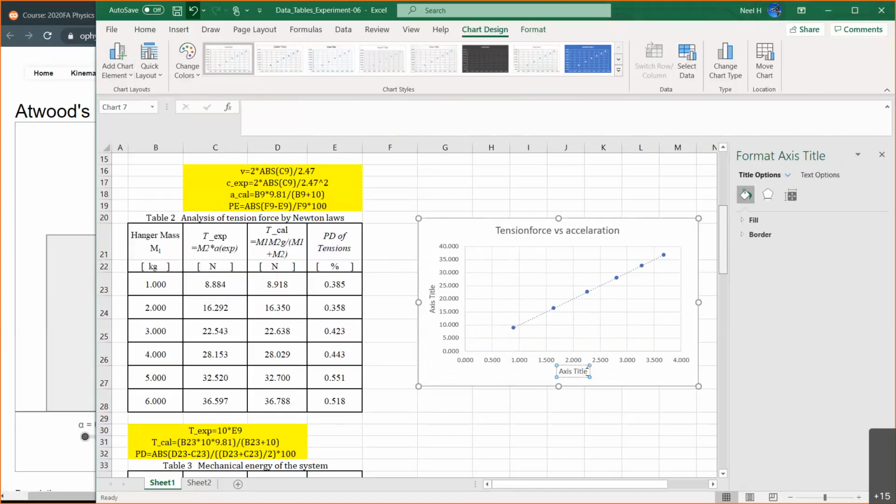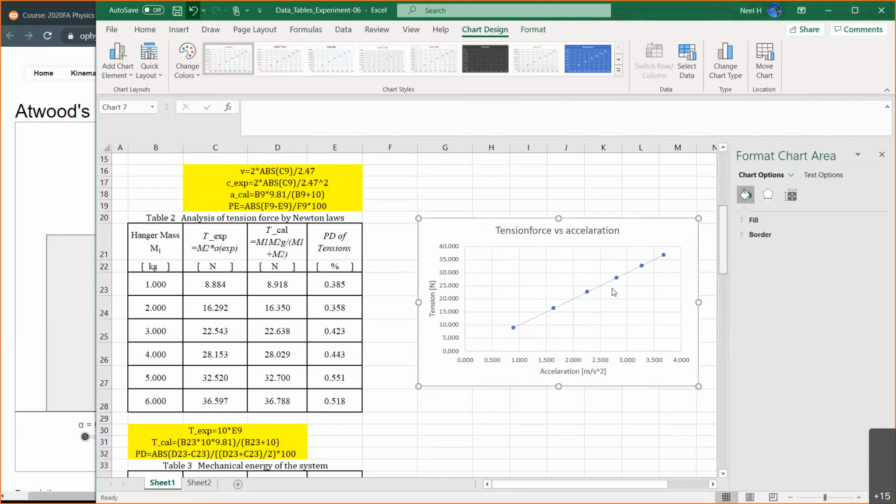So this is going to be now acceleration on the x-axis, right? Acceleration, meter per second squared. And then the y-axis is going to be now tension, right? That is our force. Tension unit is going to be Newton.